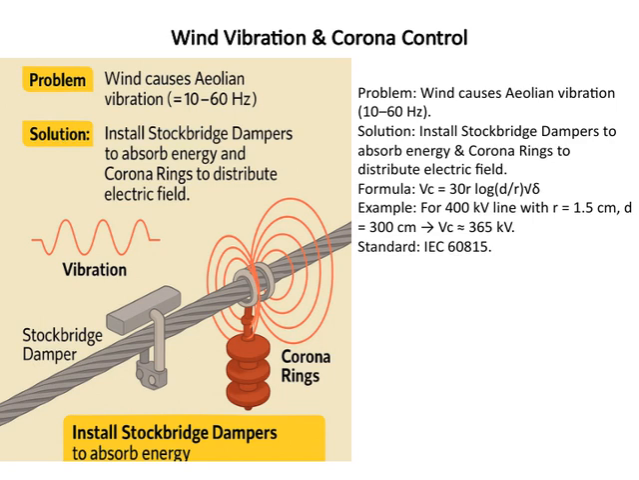For example, if we consider a 400 kV line with a conductor radius of 1.5 centimeters and a spacing d of 300 centimeters, plugging these into the formula gives us a critical voltage, Vc, of approximately 365 kilovolts. This helps us ensure that our operating voltage stays below this threshold to prevent corona.